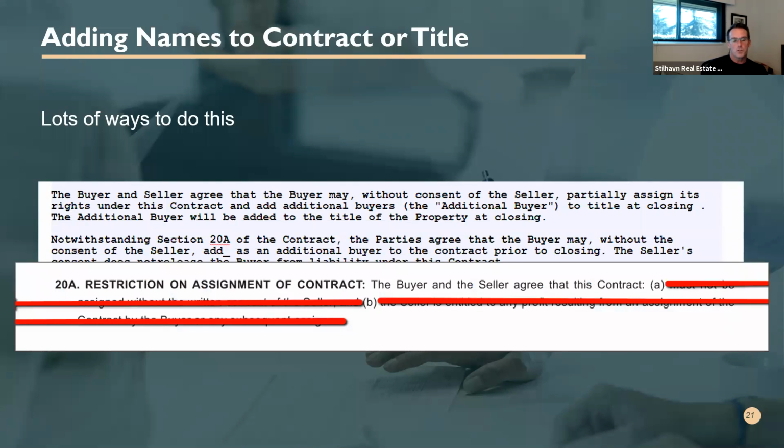The other way, of course, to allow assignments, which a lot of people don't even think about, is you don't need any of these clauses if you just cross out 20A. So that's the other option, right? All contracts are assignable at law, and they used to always be allowed with these contracts of purchase and sale. The only reason they're not now is because they added 20A. So by getting rid of 20A, the contract's fully assignable now. So that's your other option if you want to do it as well.